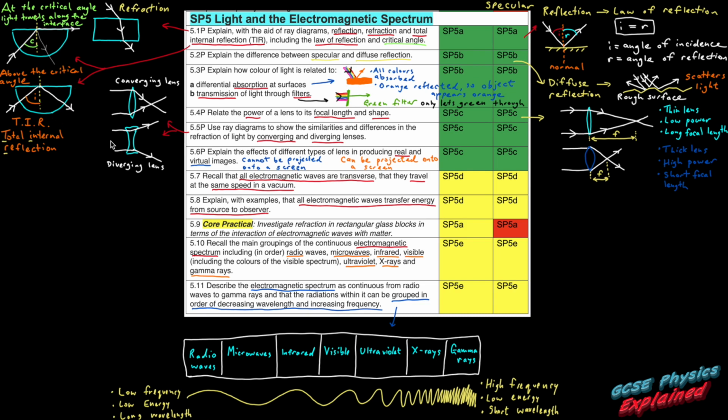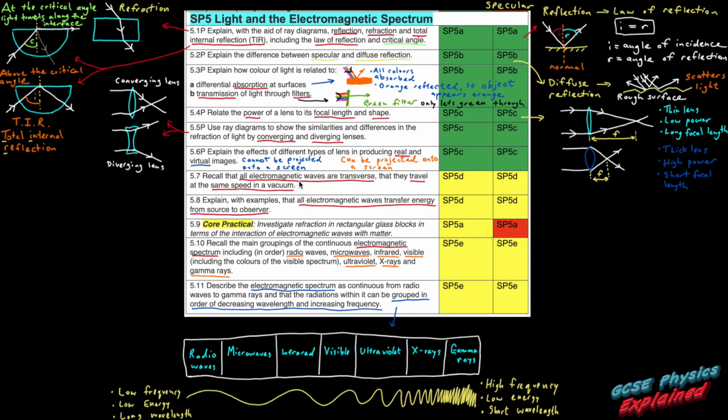If you don't know much about lenses, check out my video all to do with lenses, and it'll be in the SP5 playlist in the Edexcel exam board playlist. Explain the effects of different types of lens in producing real and virtual images. A virtual image cannot be projected onto a screen for 1 mark. A real image can be projected onto a screen. And again, if you're not too sure about some of these phrases, then watch my video to do with lenses. Especially if you don't understand what magnified, diminished, erect and inverted means.